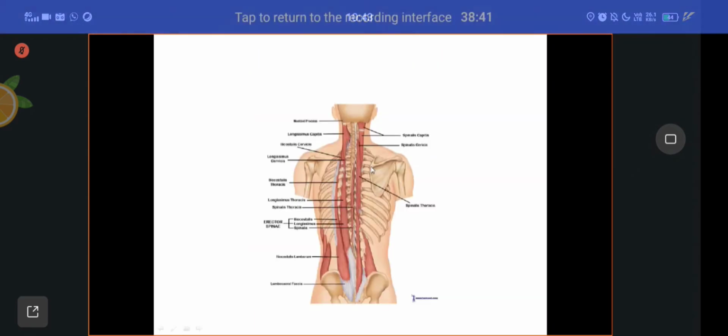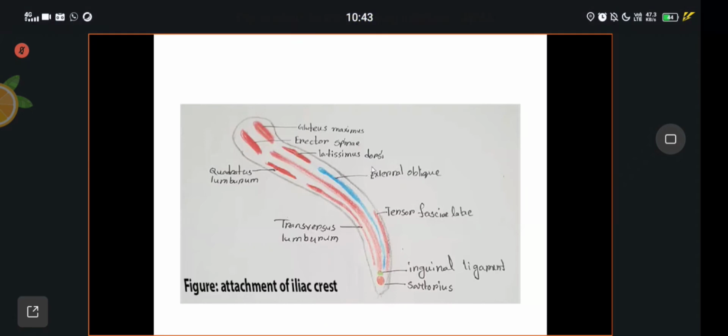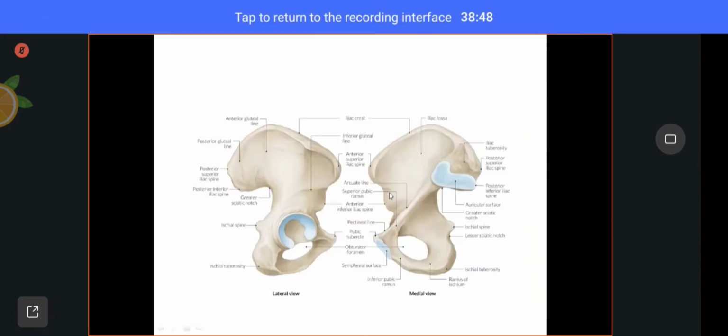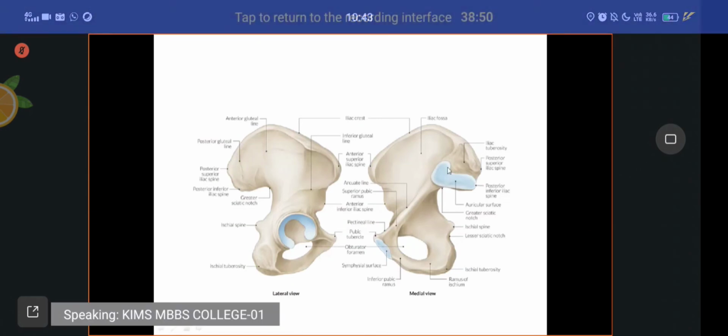Then coming to the sacropelvic surface. Where is the sacropelvic surface? So this is the sacropelvic surface. This part is the sacropelvic surface. And what is this one?